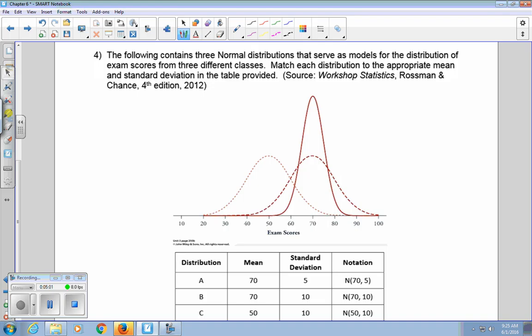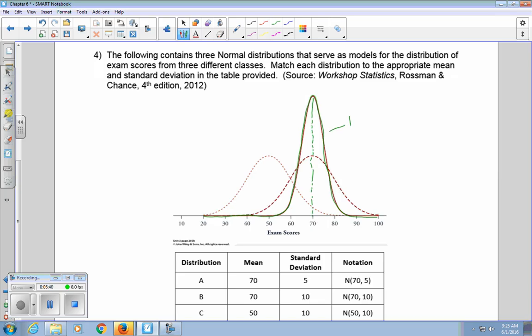The following contains 3 normal distributions that serve as models for the distribution of exam scores from 3 different classes. Match each distribution to the appropriate mean and standard deviation in the table provided. Let's look at this curve first. I'm going to color it green so that we know what we're talking about. This green curve is a normal model, and we know that its center is going to be over its mean.